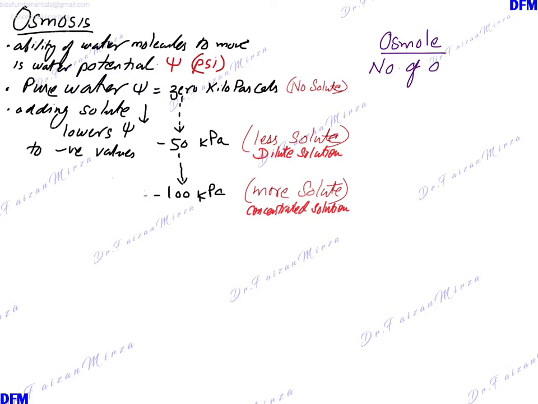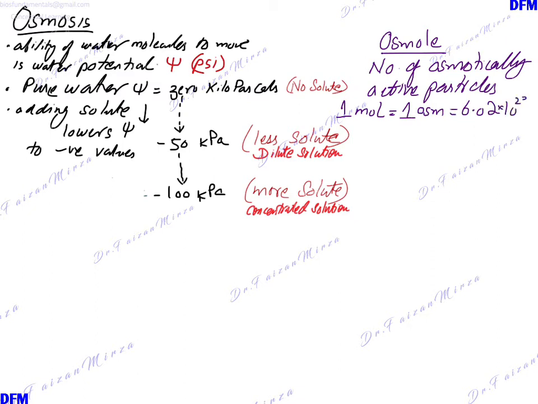We need to study a term, osmole. The number of osmotically active particles is called osmoles. One mole equals one osmole, which equals 6.02 × 10^23 particles. So this is how we understand the term osmole.